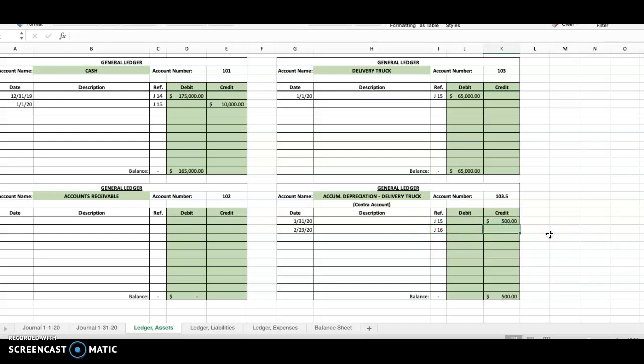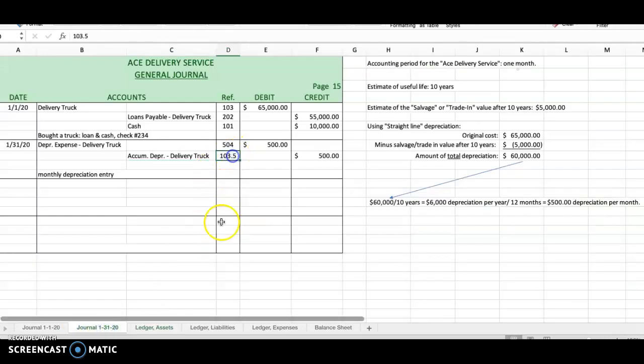Every month is the same 500. So you see the balance now is 1,000, and we do this every month, and this balance continues to grow. So the accumulated depreciation continues to grow. So let's take this out. We're not there yet. And then we take the account number 103.5 back into the ledger. So that's the entry that we make.